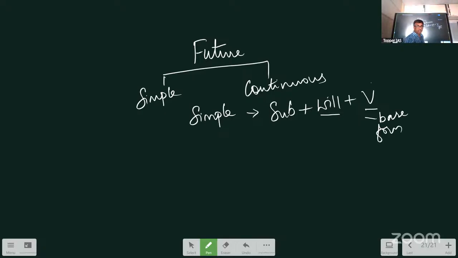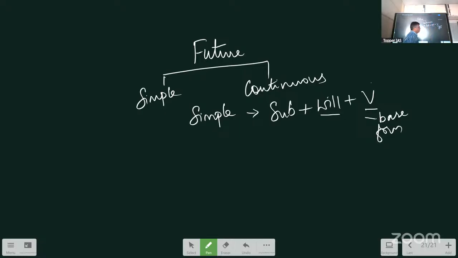What is the golden rule? Whenever you use will, the next verb must be in base form only. Is that clear? Yes, sir. Original form of the word, like play, sing, dance, eat, run, that is called base form. Shall also can be used, but shall has a different meaning. I will teach you the meanings when I do the modals. Is that clear, all of you?